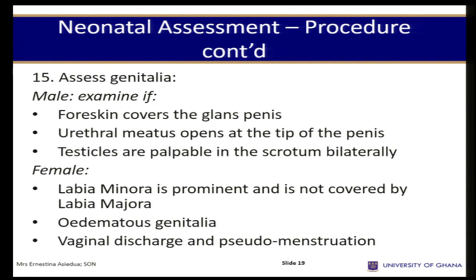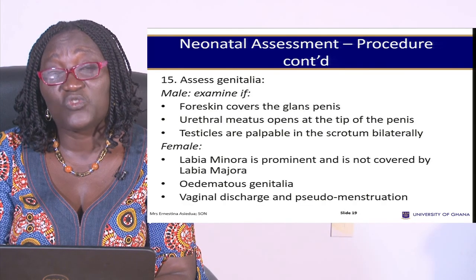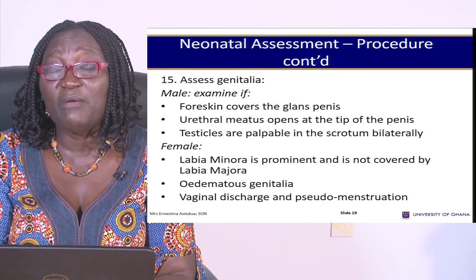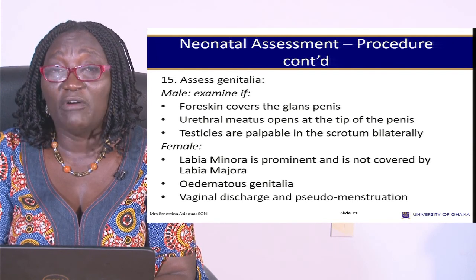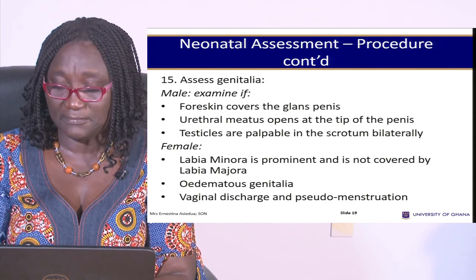And then is there any vaginal discharge? Sometimes the babies can be born with what we call pseudo-menstruation. Pseudo-menstruation, you may find bleeding in the vagina, and it results from a withdrawal of the female hormones.